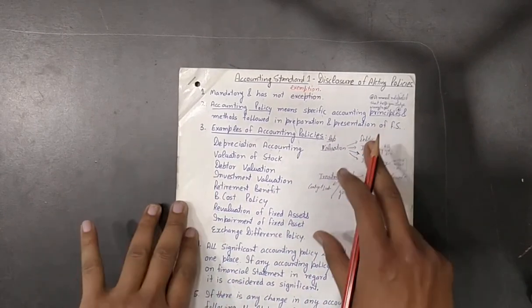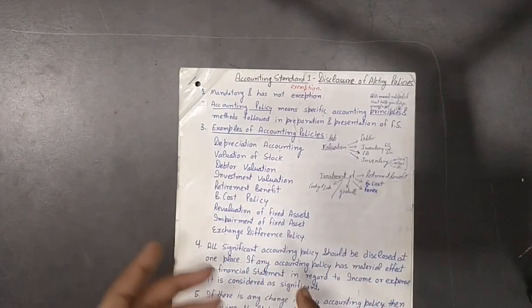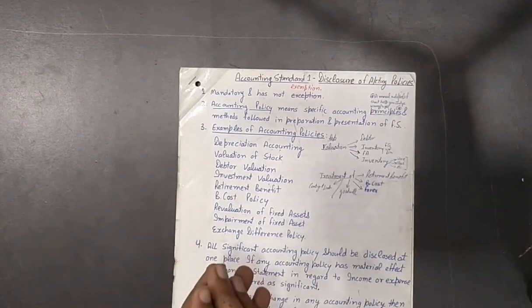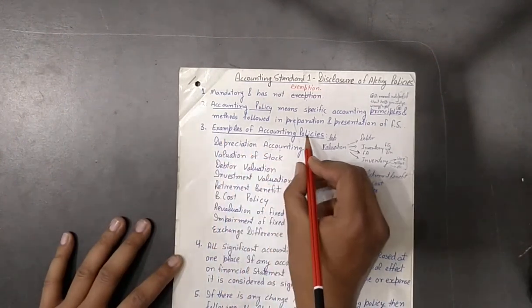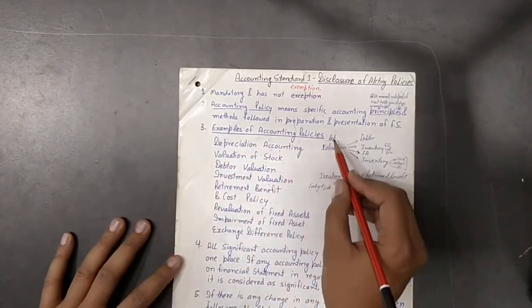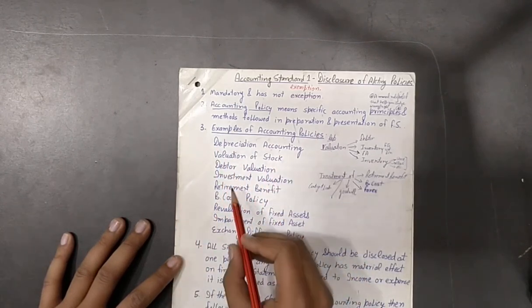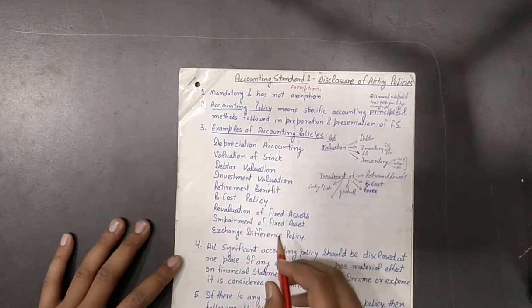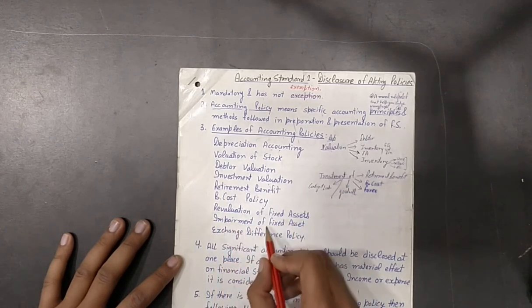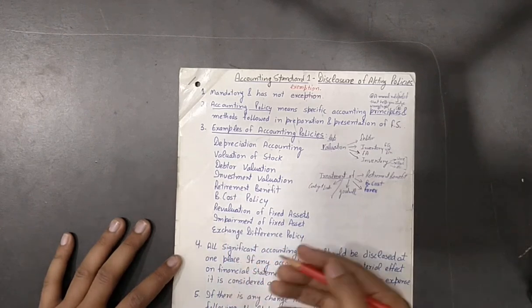That's all. We have a total of 10 points in this whole accounting standard. We'll be covering it in just a maximum of 5 minutes. Examples of accounting policies: it can be in respect to depreciation accounting, valuation of stock, debtor valuation, investment valuation, retirement benefits, borrowing cost policy, revaluation of fixed assets, impairment of fixed assets, and exchange difference policy in respect to foreign exchange.